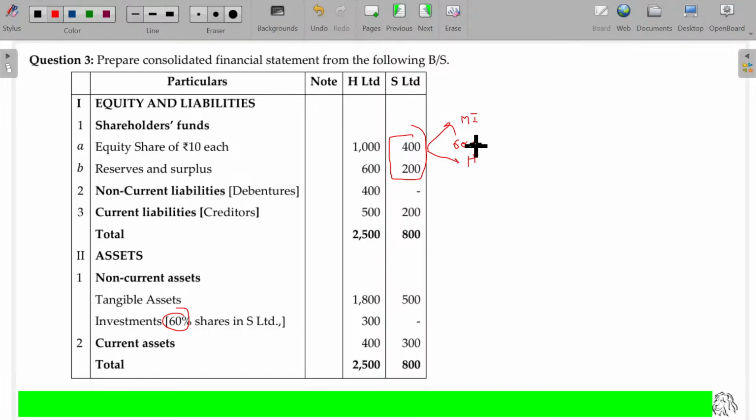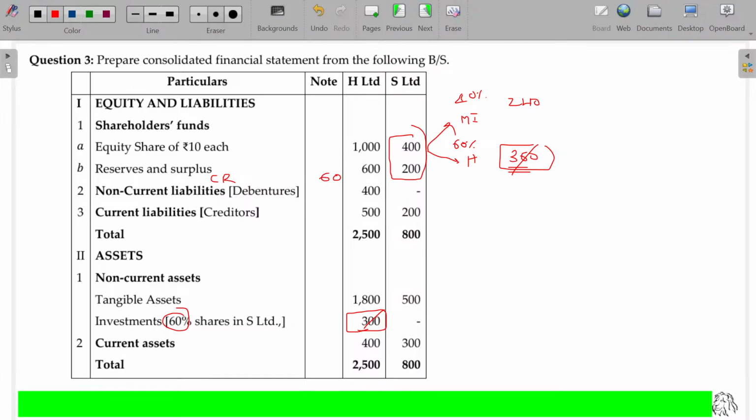60% held by holding, 40% held by minority interest. 60% is being 360 and 40% is being 240. Now, the net worth of the shares held by holding company being 360, how much the payment is made? 300. For the 360, you are paying only 300. So, you are paying lesser, knock it off. So, you will get capital reserve 60.